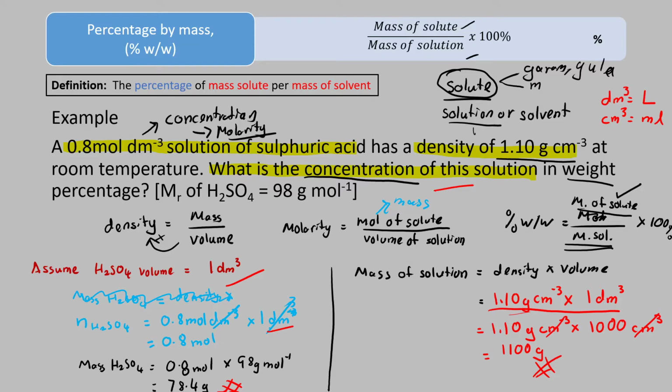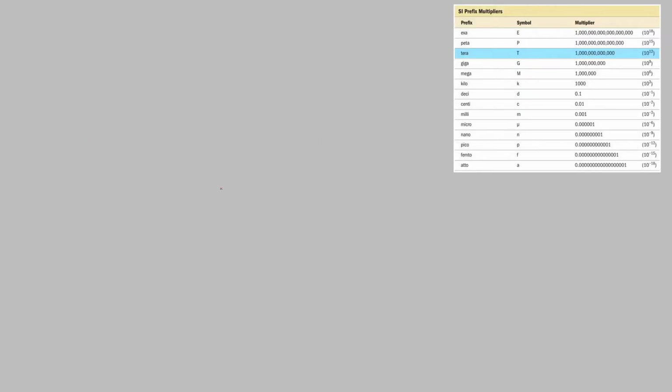So H2SO4 is 78.4. This one is 1,000. So dia nak concentration of this solution in weight percentage. So weight percentage is equivalent to dia punya solute, which is tadi kita H2SO4 kan. Is it 72.8? Berapa tadi?